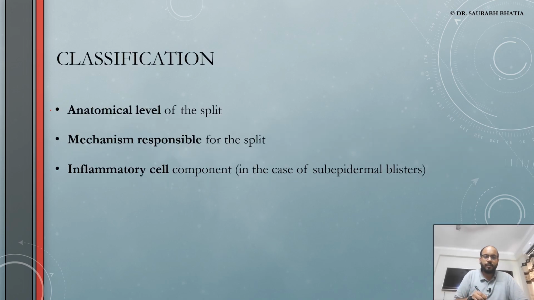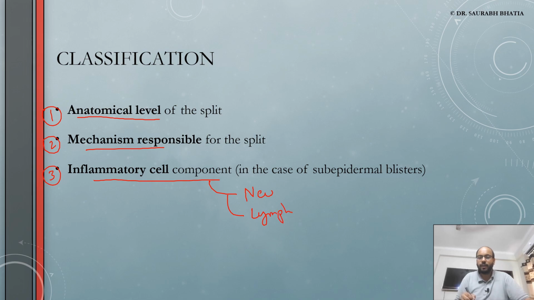The classification can happen, number one, on the basis of anatomical level of split. That is where exactly the split is happening. It can also be because of the mechanism responsible for the split. Either the cells are dying or the desmosomes are getting destroyed or whatever the reason may be. This could be another method of classification. The third is inflammatory cell component. That means in the blister, what all cells are you seeing? Are you seeing neutrophils predominantly? Or lymphocytes predominantly? Or eosinophils predominantly? Or very rarely mast cells, histiocytes, or other cells? So what is the inflammatory cell component? On the basis of these three parameters, you can divide vesicobullous disorders: anatomical level of split, mechanism responsible for split, and the inflammatory cell component.